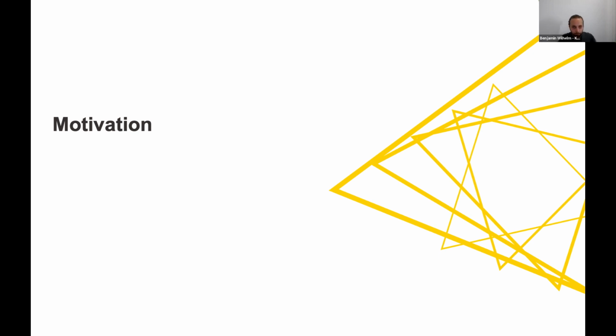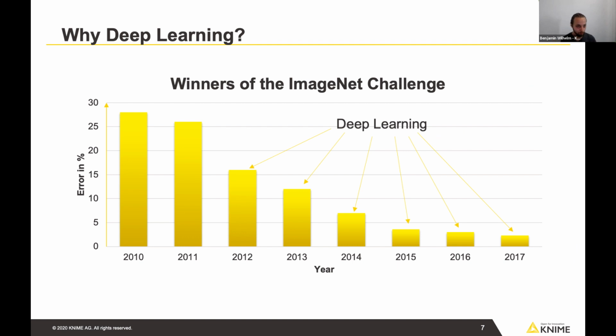So let's begin with the motivation. Get motivated to use deep learning for image analysis. So why do we want to use deep learning? And the answer is pretty easy: because deep learning works very well for image analysis tasks. Here you can see the winners of the so-called ImageNet challenge. The ImageNet challenge is an image classification challenge, and you can see that from the year 2012 on, only deep learning models won this challenge, and nothing else was able to compete.